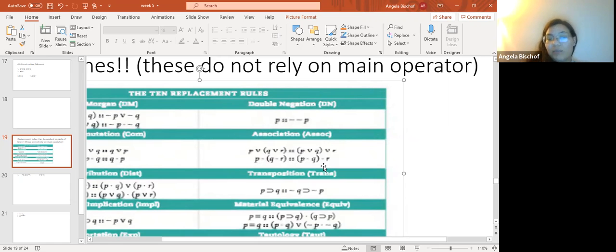Association, same thing. We have P and, in parentheses, Q and R. We can move that parenthesis and get P and Q, and R, where the parentheses are around P and Q. So that's another pretty easy one. Again, it's just moving the parentheses, and the main thing here is that every single operator has to be the same, either disjunction or conjunction.